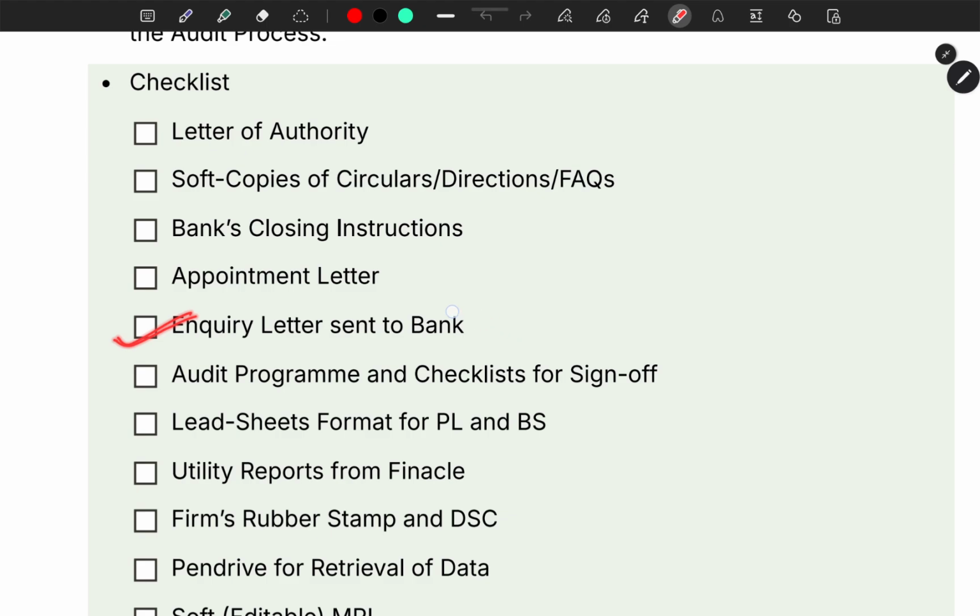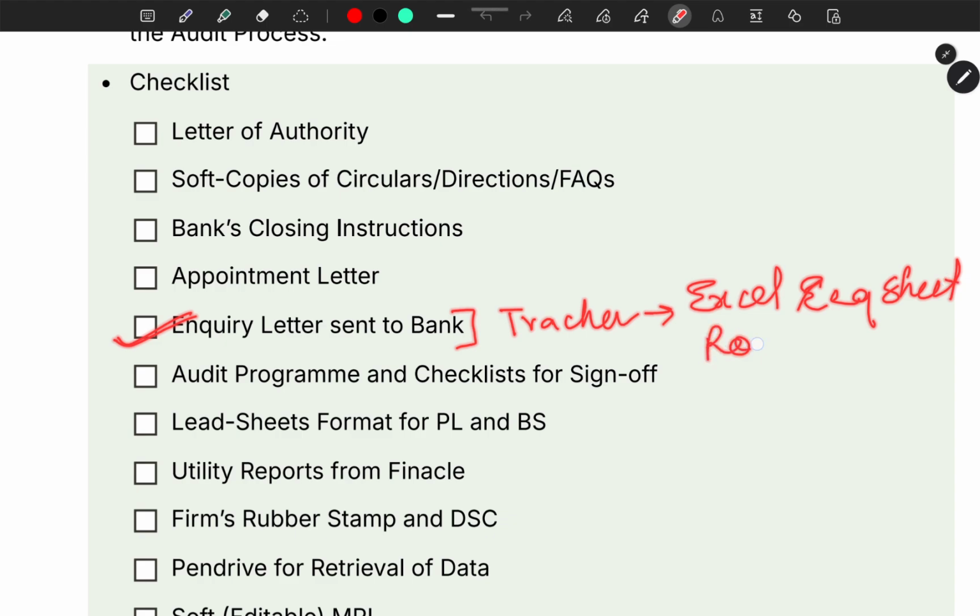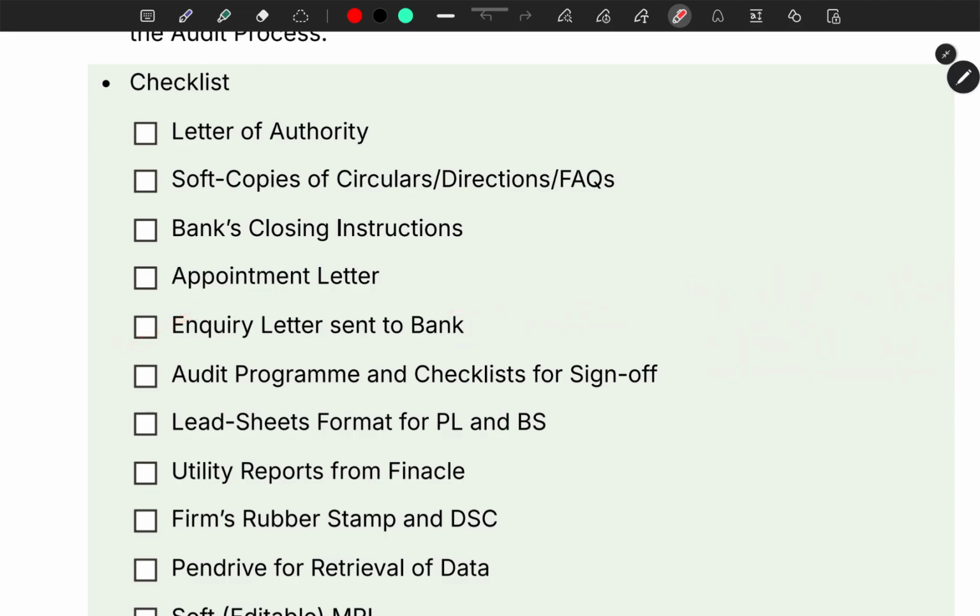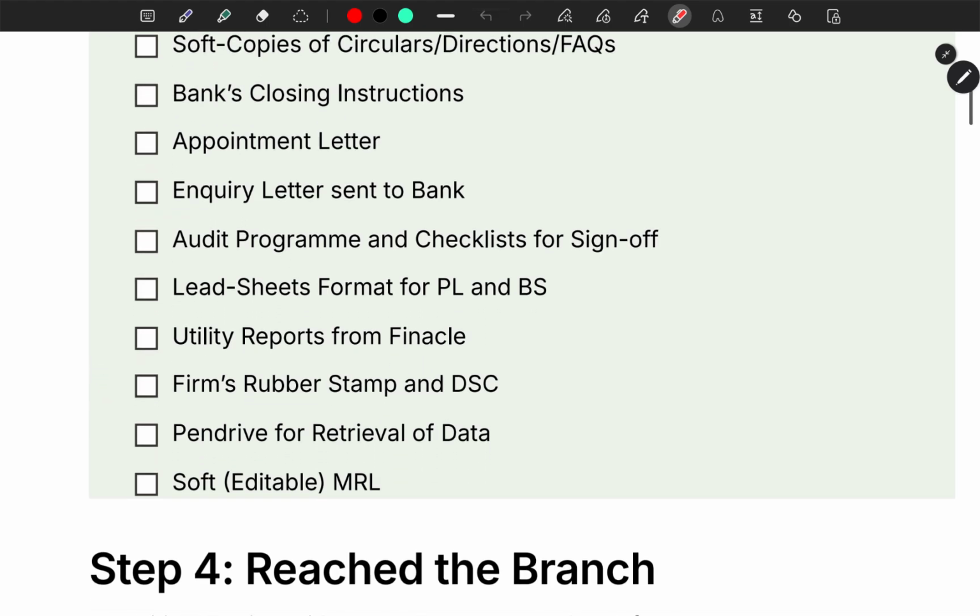And what you should do is make a tracker. A tracker is just an Excel requirement sheet which is circulated on the email, so you can keep track of what was provided and what was not provided. That is to be updated per requirement mail. And then there is an audit program, a checklist for sign off. That's totally up to you whether you want to do a checklist audit or go for a haphazard audit.